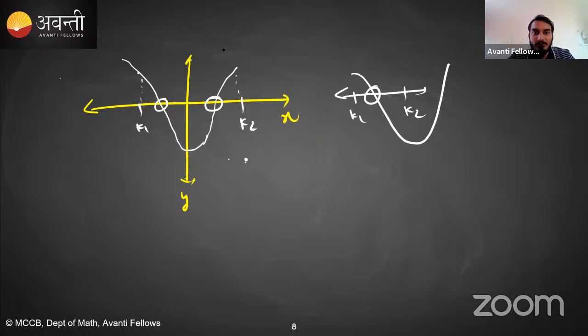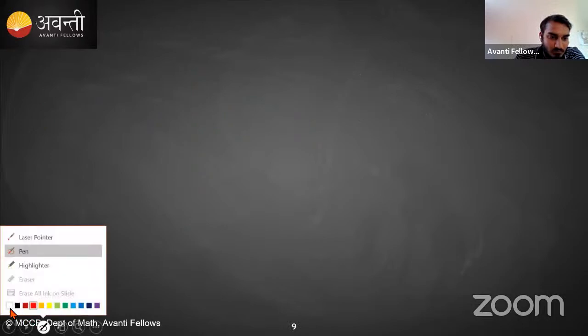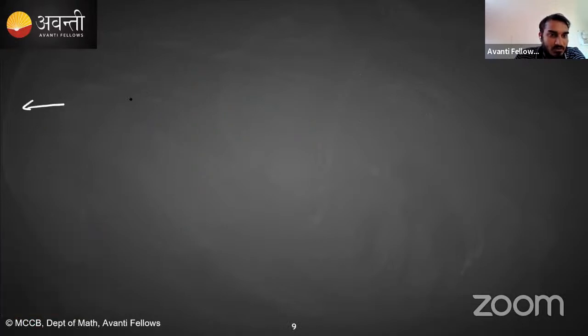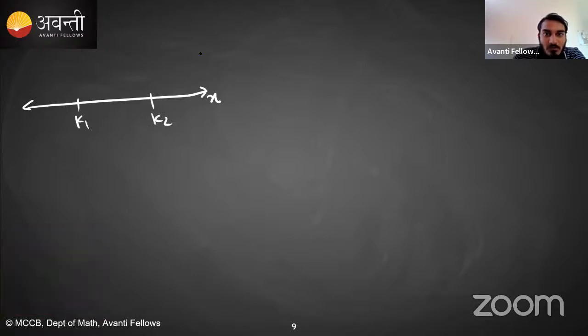Everyone pay attention here. See, there can be this case. Let's say this is your x-axis, this is k1, this is k2, right? Everyone now, see here. Between k1 and k2 there should be exactly one root, right? So this can happen like this also, right?